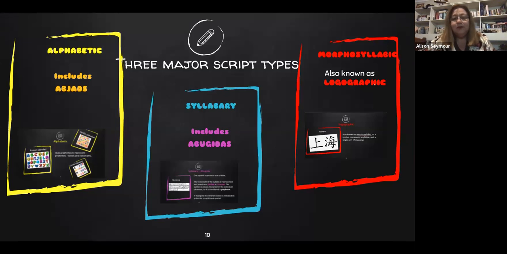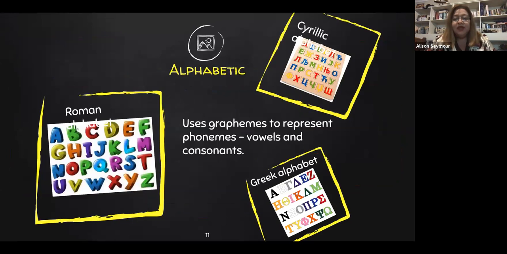And then thinking about three major script types that exist in the world. So we're going to start with alphabetic. The alphabetic script is where we have graphemes or letters which represent both vowels and consonants. And that's a key indicator of what an alphabetic script is. As we see, the Cyrillic alphabet and the Greek alphabet are representing both vowels and consonants. And that's the major difference between other scripts: how those letters, or graphemes, represent the phonemes.